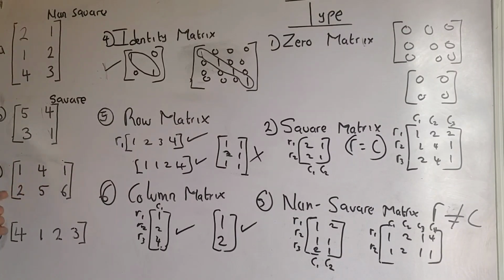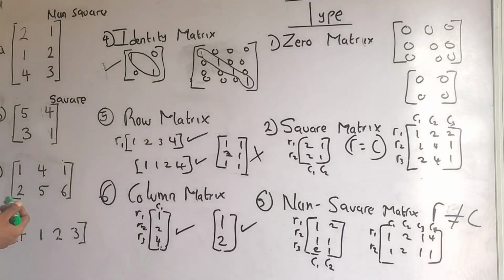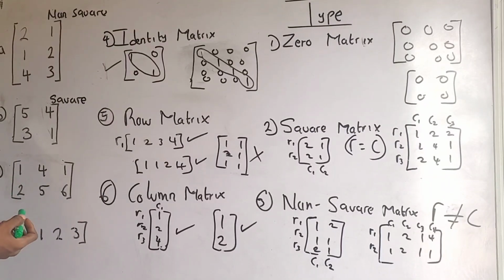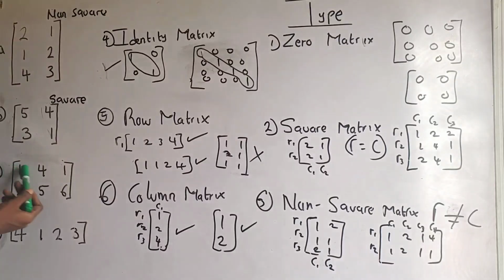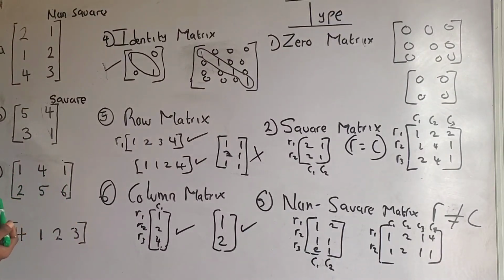Okay. For the third example, what type of matrix is this? Is it zero matrix? No. Is it square matrix? No. Is it non-square matrix? Yes. The reason is because it has 2 rows and 3 columns. You understand? These are the rows 1, 2, and these are the columns 1, 2, 3. So this one is called non-square matrix.